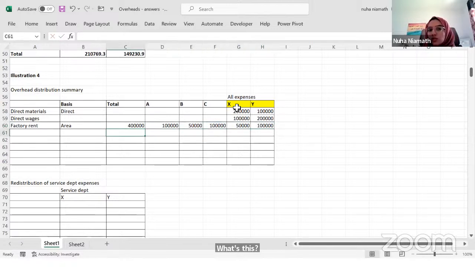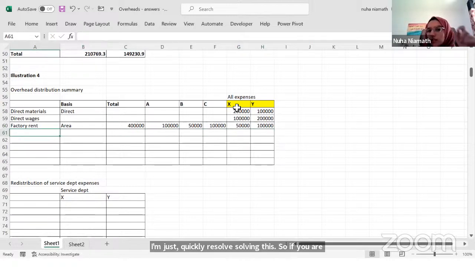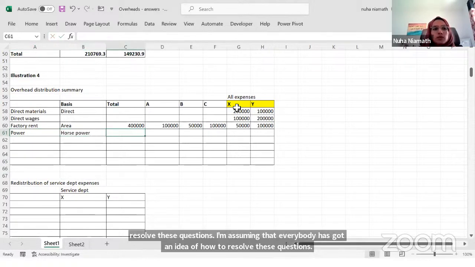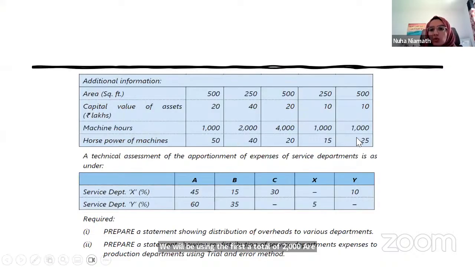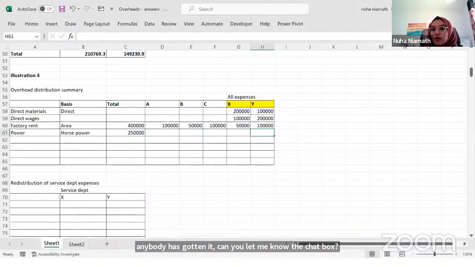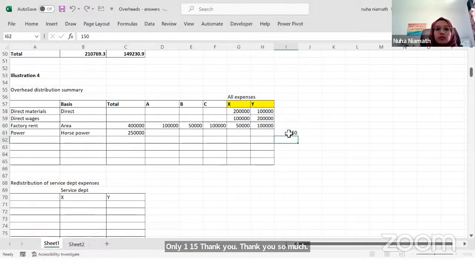I'm just quickly solving this. So if you are not able to follow what I'm doing, please ping immediately. I will explain it to you. I'm assuming that everybody has got an idea of how to resolve these questions. That's why I'm not getting into much detail for the allocation. We will be using horsepower for power, a total of 2,50,000. So here we have horsepower. The total is 50 plus 40 plus 20 plus 15 plus 25. If anybody has gotten it, can you let me know in the chat box? Coming to 150, thank you so much.